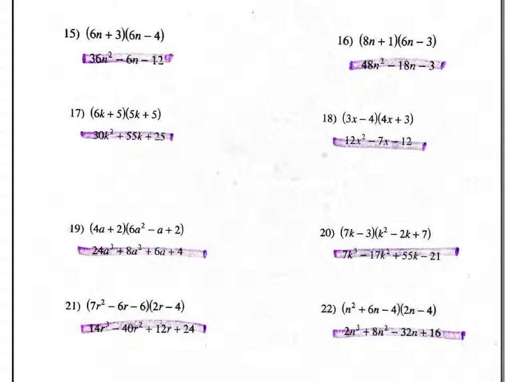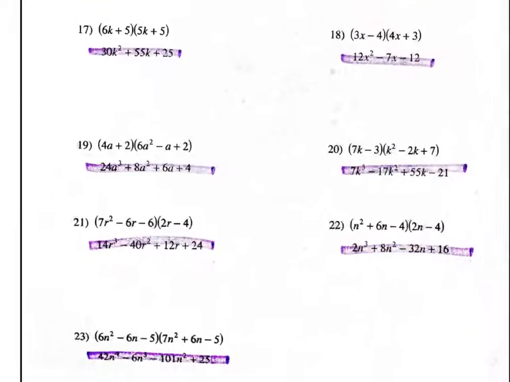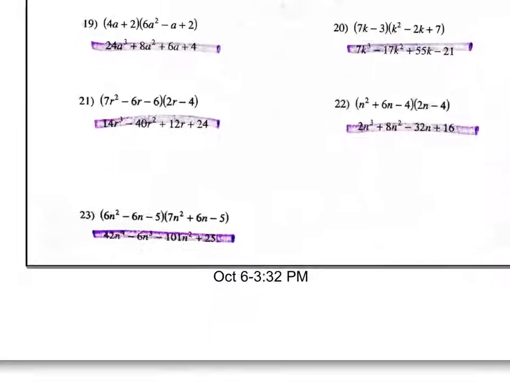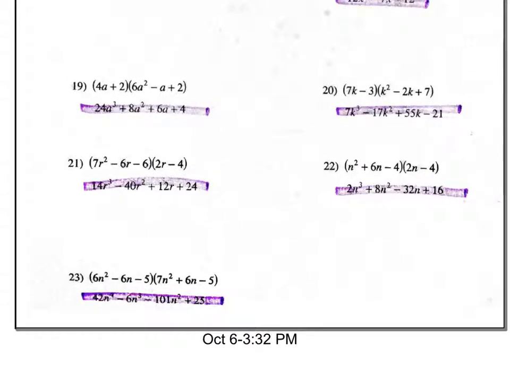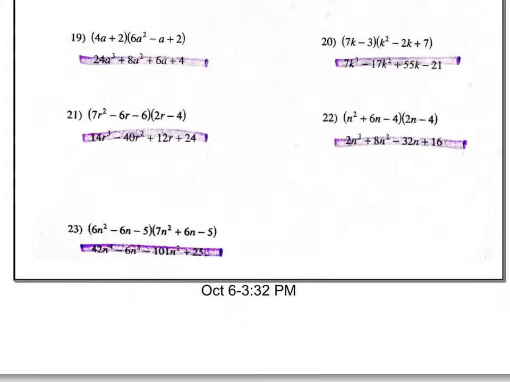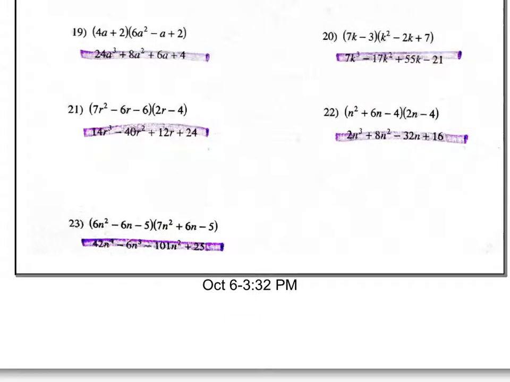And then starting with 19, which we did do in class, we have the binomial times the trinomial, so they got a little bit longer. So here's through 23. Remember, everything in the first parenthesis has to get multiplied to everything in the second.